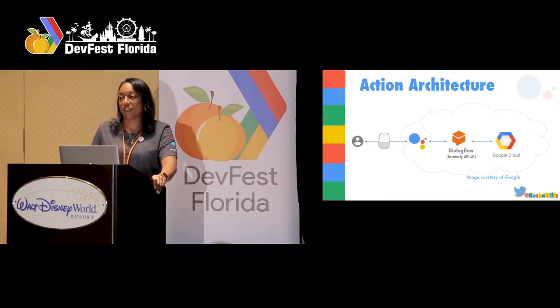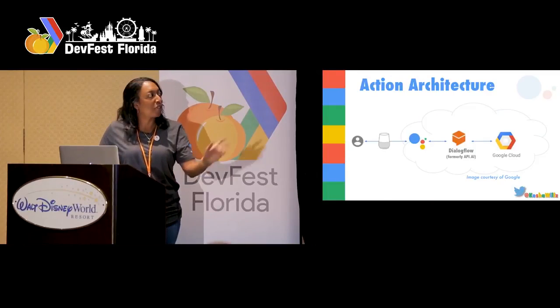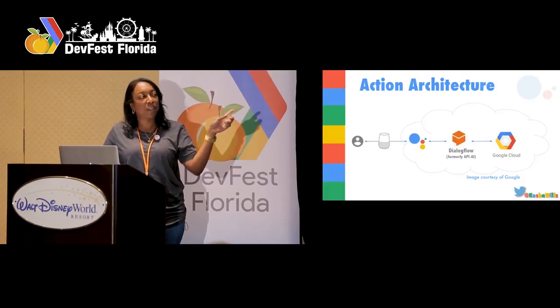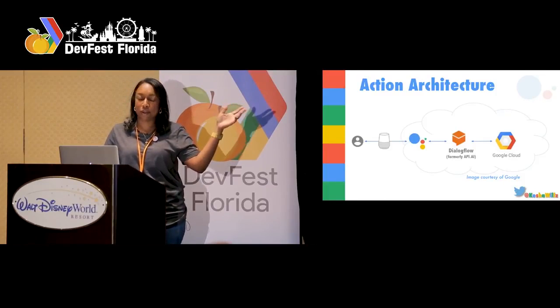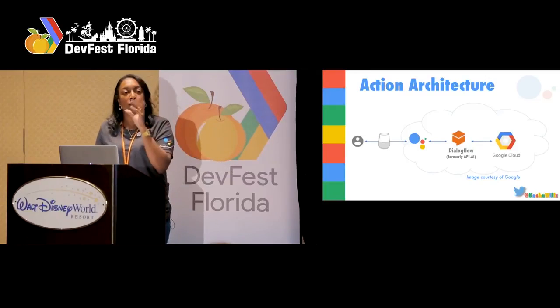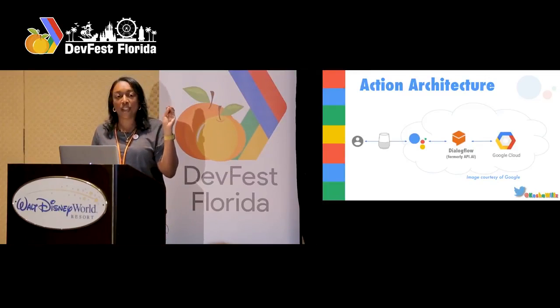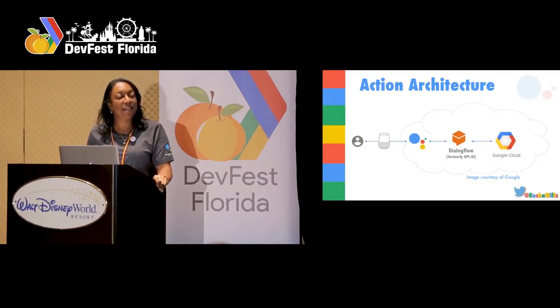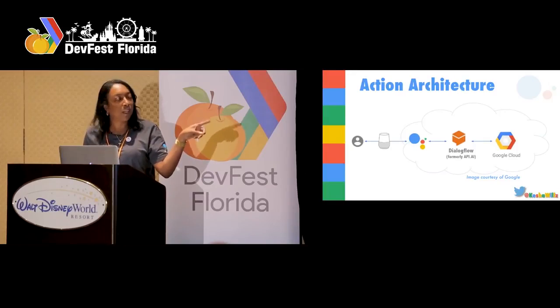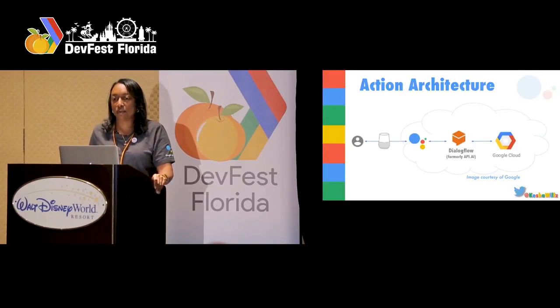So let's talk about the architecture of an action. So first we have a user. That user speaks to the Google Home device or another Google-connected device. And that voice request is sent to the Google Assistant voice service. And then from there, it goes to a natural language processor. In this case, Dialogflow. Who's heard of Dialogflow? Okay. It used to be called API.AI. Who's heard of API.AI? Okay. And so once it goes through the natural language processor, it goes to a back-end service running on Google Cloud. So that's the architecture.